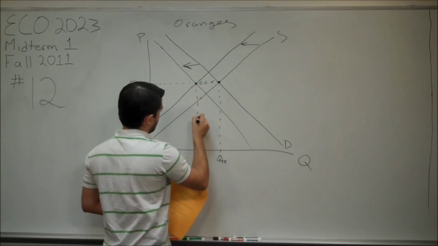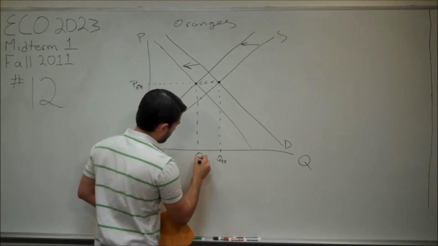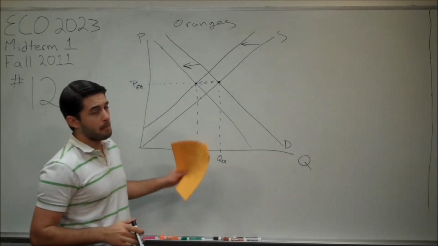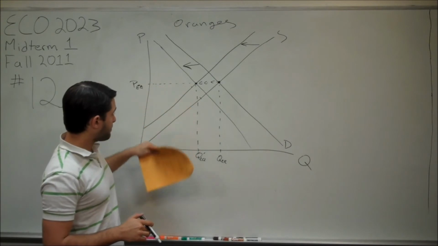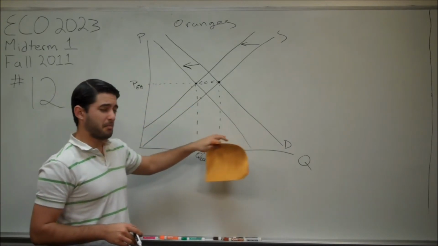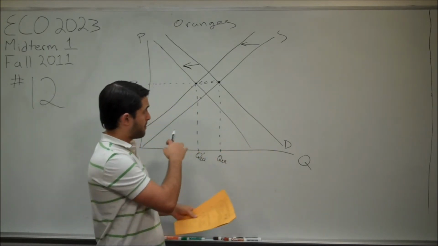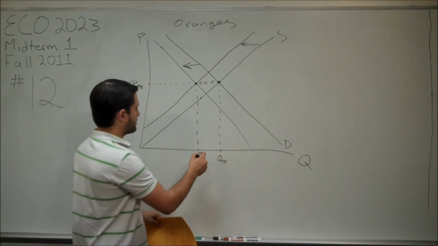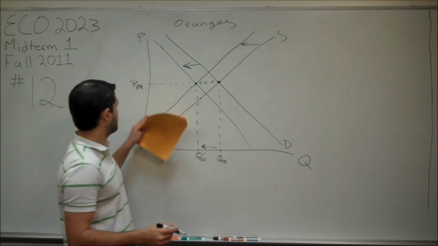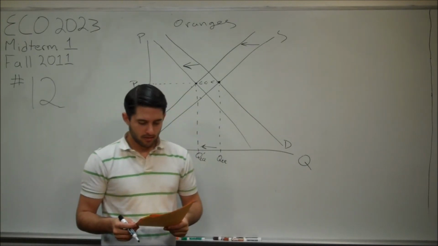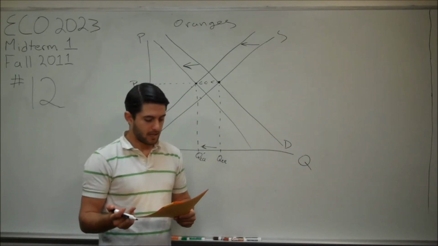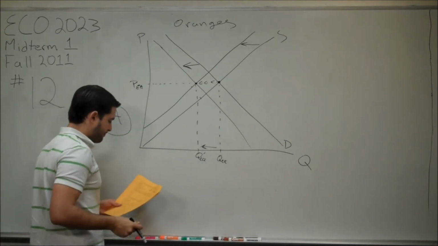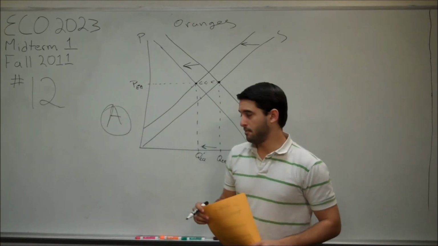So now the new equilibrium quantity is this point right here, but the price remains the same. So we see when both the supply and demand curves decrease by the same amount, the quantity will decrease, but the price ends up staying the same. So the answer is A. Quantity will decrease and the price will remain the same.